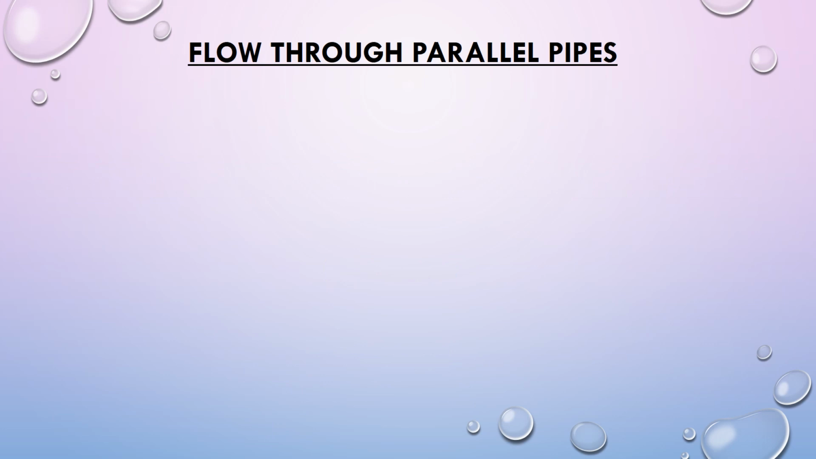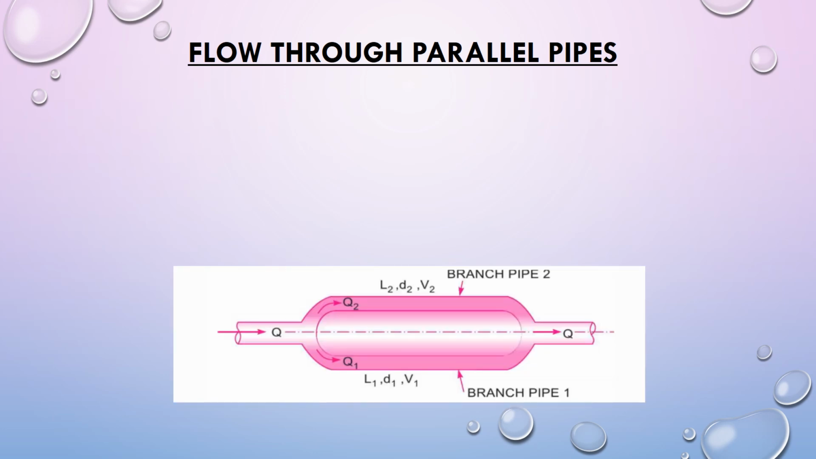In the last section we have seen flow through series pipes, or it is also called compounding of pipes or flow through compound pipes, etc. Now in this session we will be looking into flow through parallel pipes and how it is different from that of the series connection or series pipes. Given is a figure that represents flow through parallel pipes.